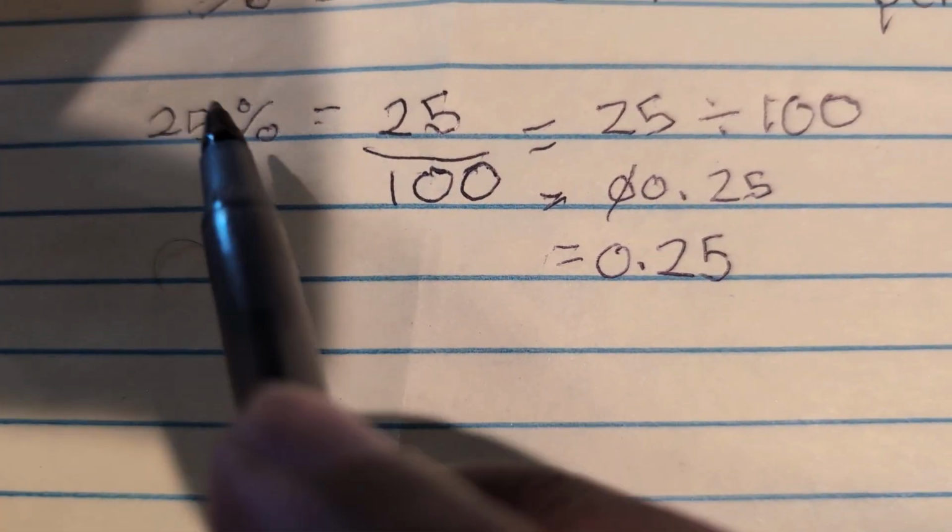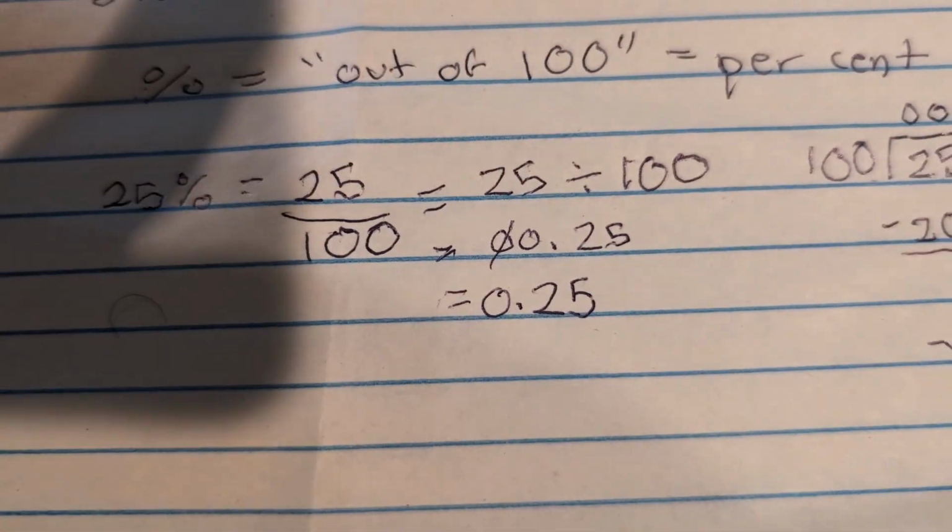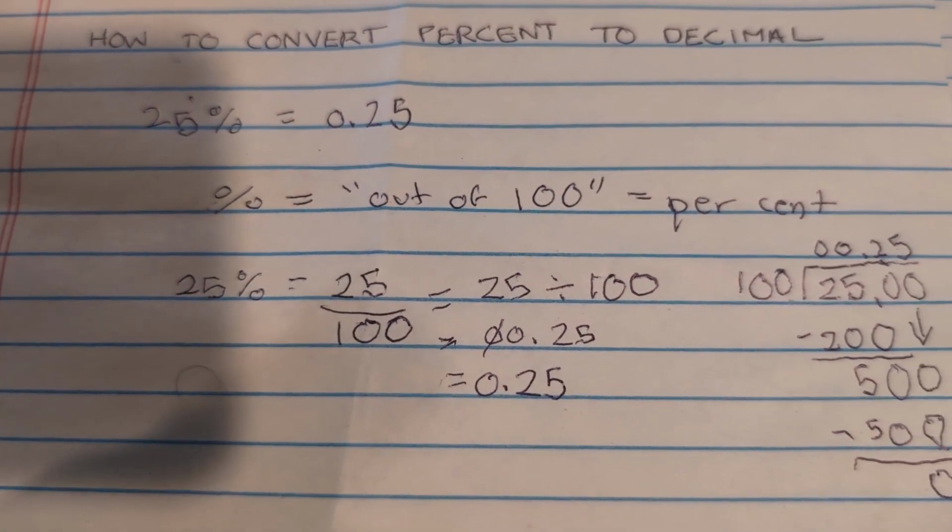And we can do this for any percent, whether it's 25, 50, 75, anything else. This would be how you would convert a percent into a decimal.